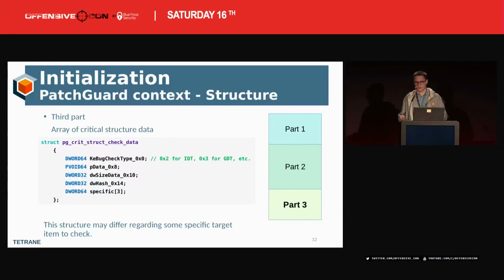For example, for the IDT, these specific values contain the processor number, so that since the IDT is processor bound, this means that PatchGuard will need to execute on the same processor to get the same IDT. So basically, it may change regarding each structure.